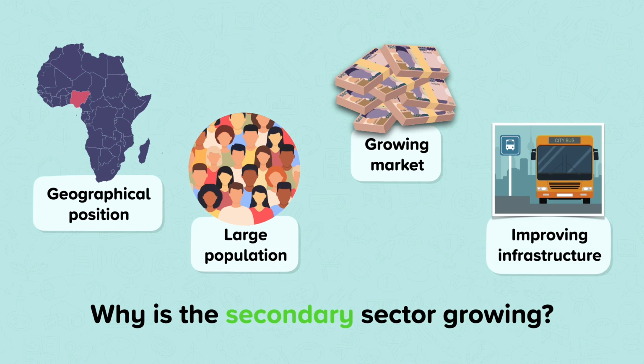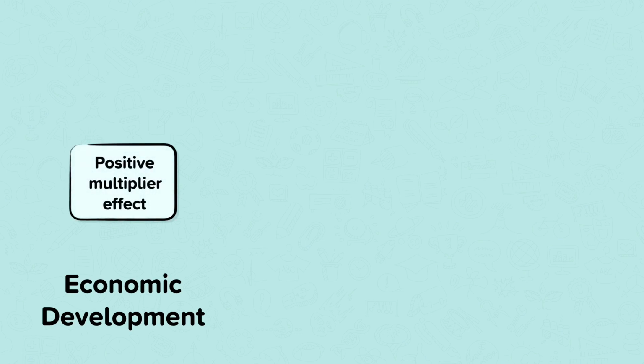So what impact is all this change having on economic development in the country of Nigeria? The growing manufacturing sector can stimulate economic development. This is known as the positive multiplier effect. This example shows how this can occur in countries such as Nigeria.